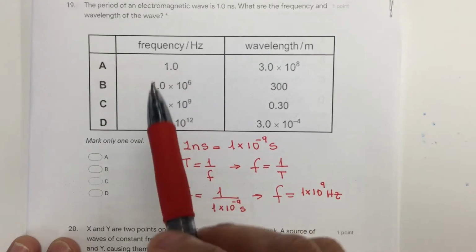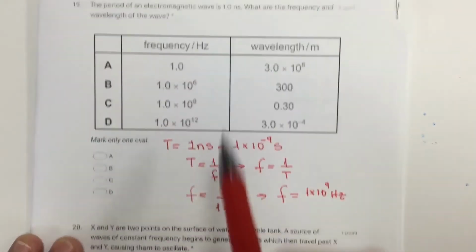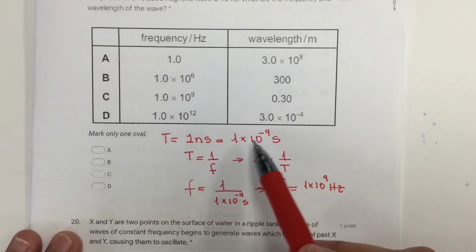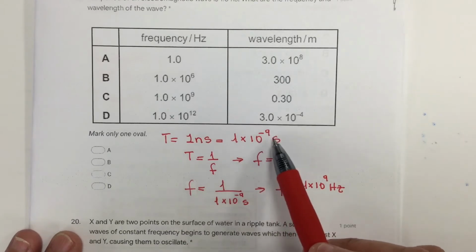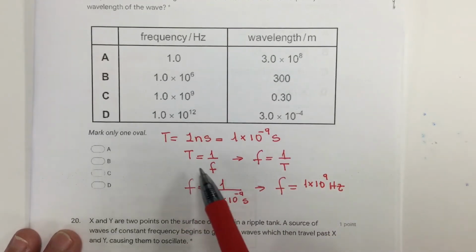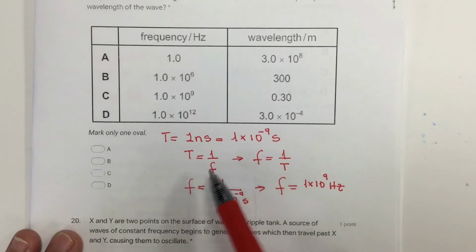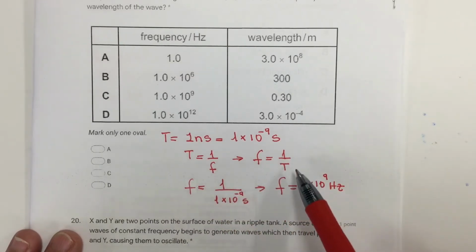First, let's calculate the frequency. The period is in nanoseconds, so a nano is 10 to the minus 9 second. The period is the inverse of the frequency, and the frequency is the inverse of the period.